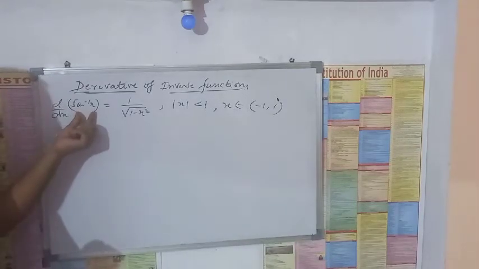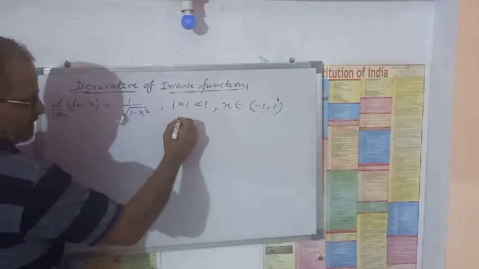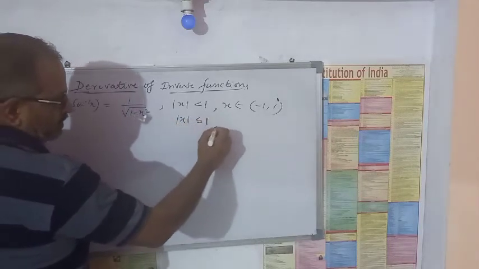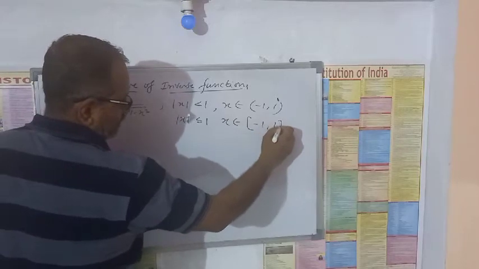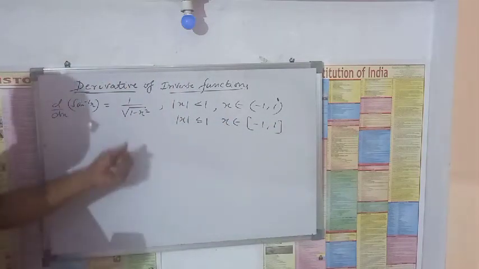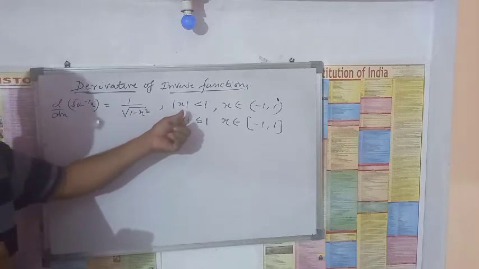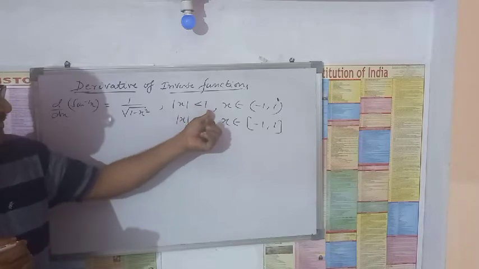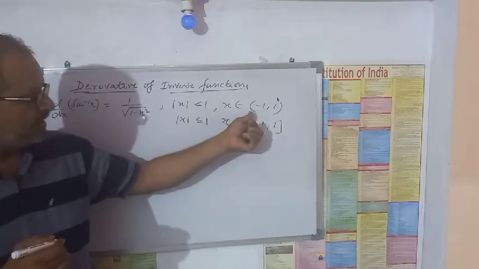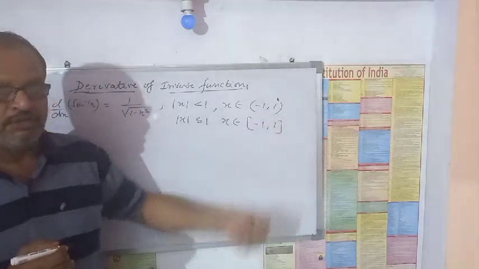But the domain of sine inverse x is mod of x less than or equal to 1, meaning x belongs to minus 1 to 1, closed. But for x equal to 1, it is not differentiable, it is undefined. That's why it is written here mod of x less than 1. Mod of x less than 1 means x lies in the open interval minus 1 to 1. Minus 1 and 1 both are not included here.